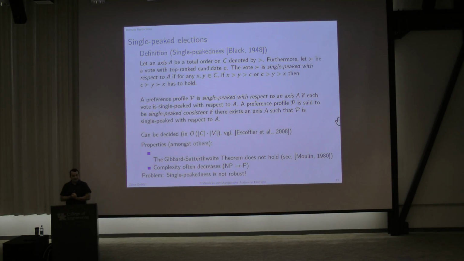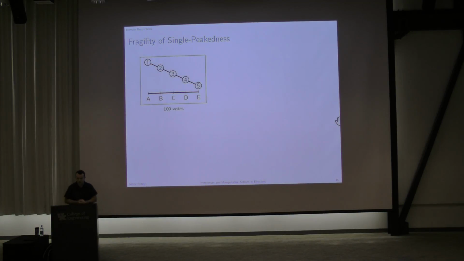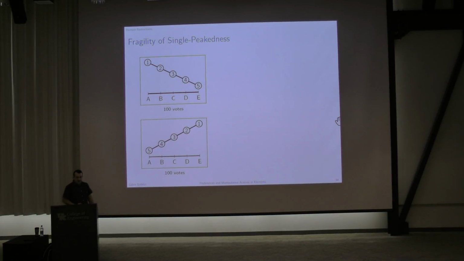But the biggest problem is single peakness is not robust. What does that mean? Here's an example. We have an axis A, B, C, D, E. These are my candidates, and we have 100 voters who rank A in the top position, B in the second, C in the third, D in the fourth, and E in the fifth position. We have 100 votes ranking E, B, C, D, A. We are still single peak, right? We only have one peak in each of these votes.